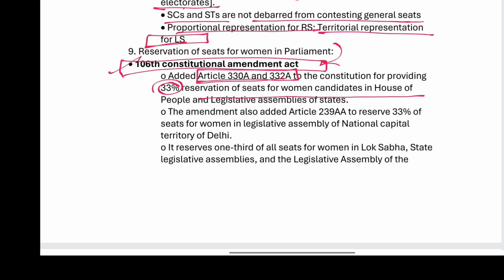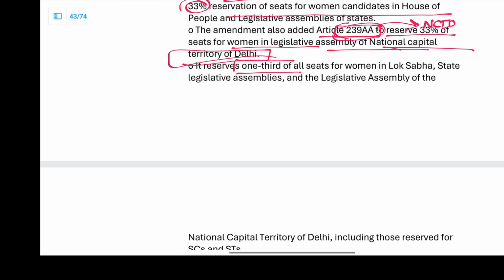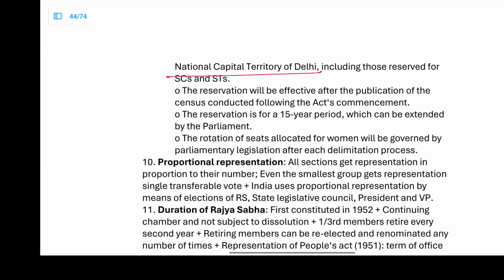Now it has also amended Article 239AA to have 33%. 239AA is related to the National Capital Territory of Delhi, right? Provide Legislative Assembly of the National Capital Territory of the Delhi. It reserves one-third seats for the women in the Lok Sabha and the state legislative assemblies and legislative assemblies of the National Capital Territories, including those reserved for SC and ST.